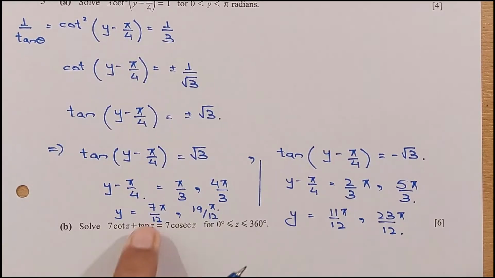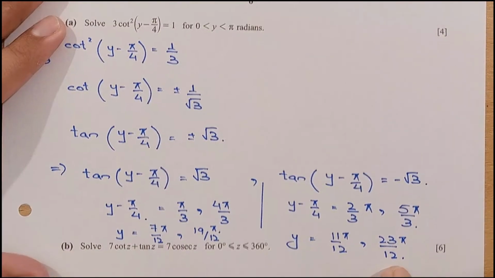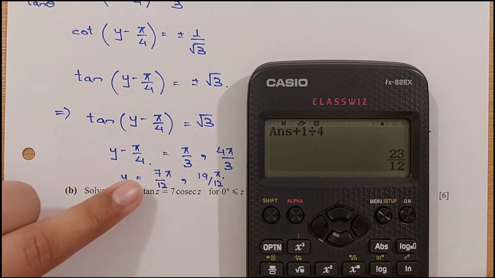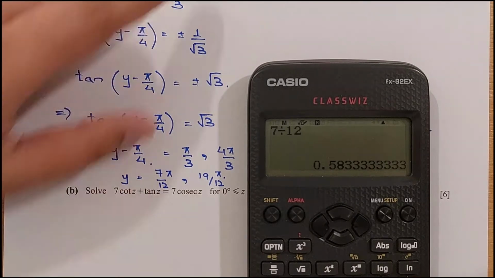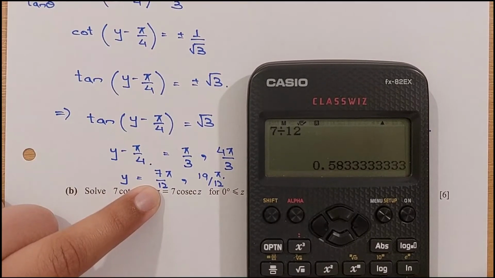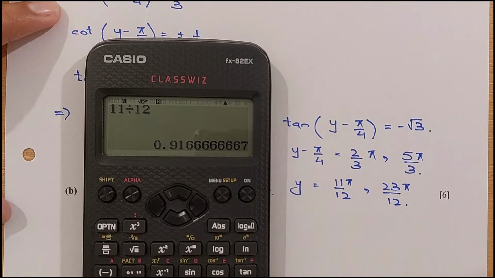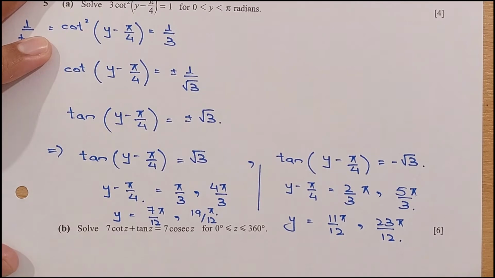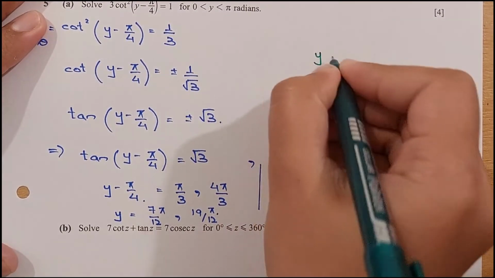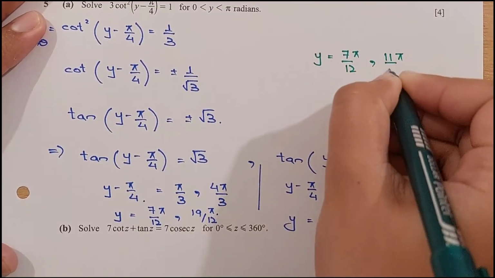Right, now we have 4 values of y. Now we have to check which value satisfies our domain, that is between 0 to pi, right? 0 to 3.14. Okay, 7 by 12, 7 divided by 12 is equal to 0.58. So 0 to 1 pi, so this belongs to the domain. 19 by 12 is more than 1, no. 11 by 12 is less than 1, yes. 23 by 12 is more than 1, no. So the only values of y that satisfy the domain are 7 pi by 12 and 11 pi by 12.